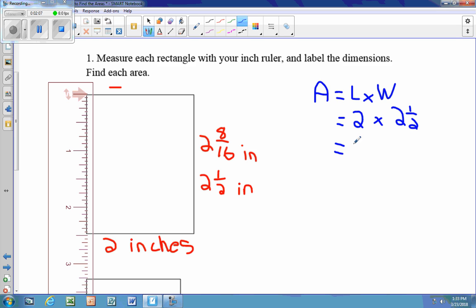And when we multiply, we need to make sure that we turn things into improper fractions. So 2 times 2 is 4, plus 1 is 5. And we have to remember that there is a 1 under here. So when we multiply straight across, we end up with 10/2, which is the same thing as 10 divided by 2, which is 5. And it's inches squared. Notice the 2 right here is over the inches and not over the 5.